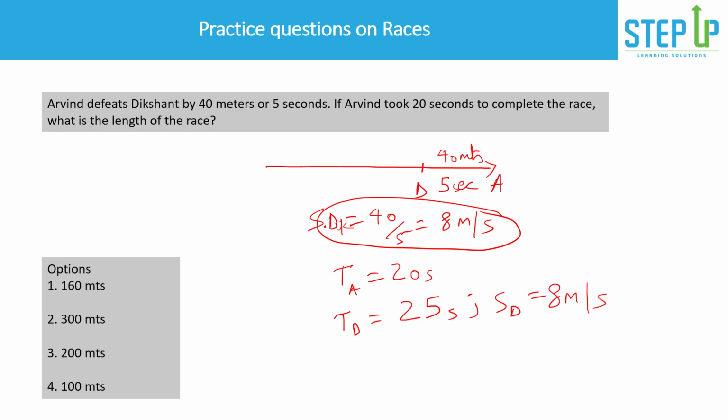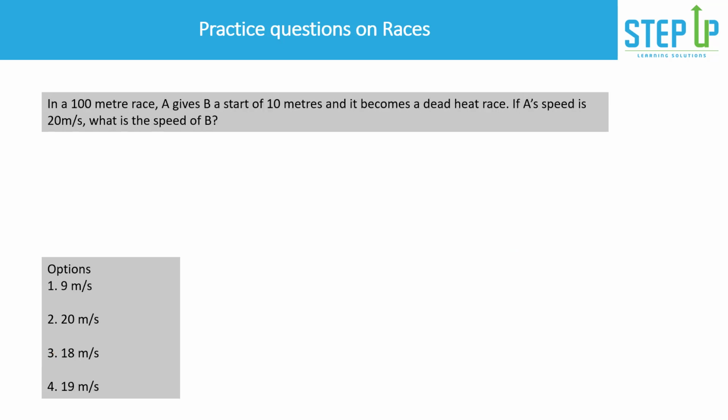So now the question is, what is the length of the race? Come on. Time taken by Dikshant is given, speed of Dikshant is given. So you can calculate 25 into 8, which is your total distance. Distance equals time into speed, and this comes to 200 meters. So very, very simple, right? We will mark option 3. Let's move to the last question on these race questions.